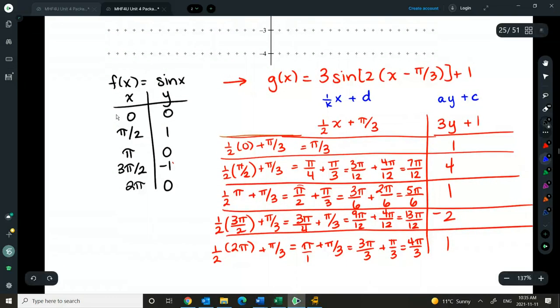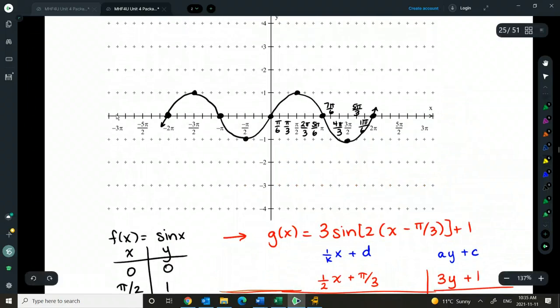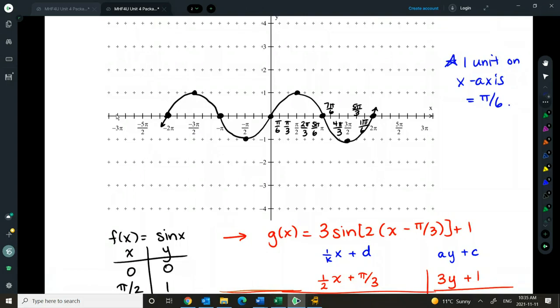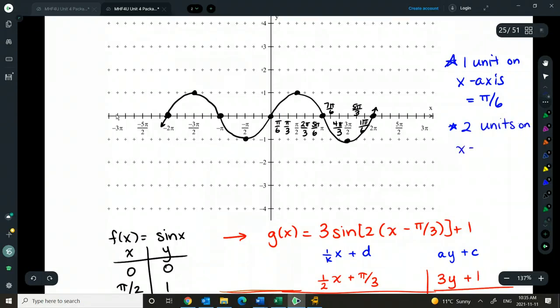So there, I have a couple values in this. Pi over 3, I know where that is. I know where 5 pi over 6 is, and I know where 4 pi over 3 is as well. So here, the key relationship is that 1 unit on the x-axis equals pi over 6. 2 units, what's 2 units on the x-axis? Pi over 3. This is going to help us figure out where these values go.